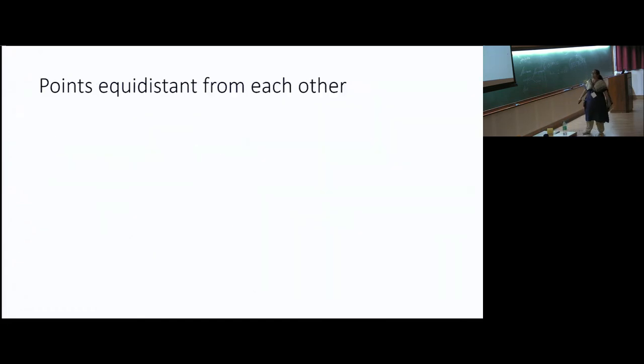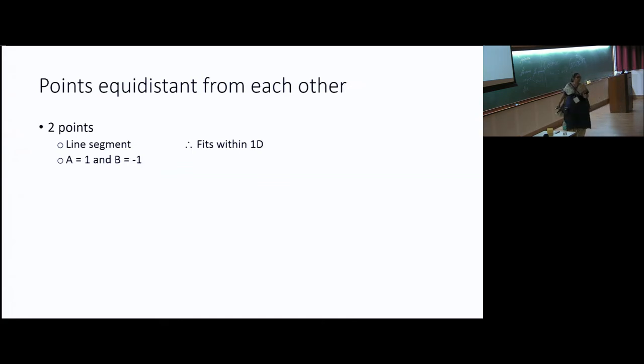Okay, now, this is the last bit. So we are going to look into points which are equidistant from each other. So if you want 2 points, it will be like a line segment and it will fit within one dimension, right? Let's say a number line. And lazily we can take these 2 points. There's a reason we took this 2 instead of a 0 and a 1. You will see immediately. Okay, predict my next step.